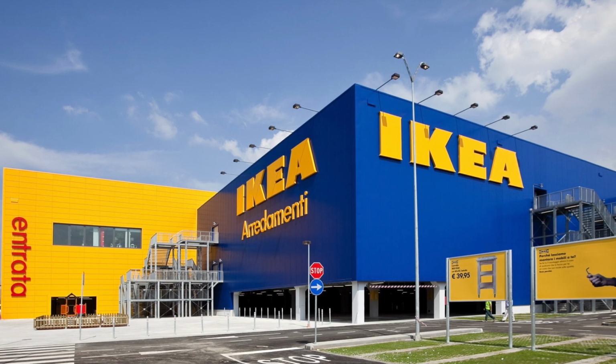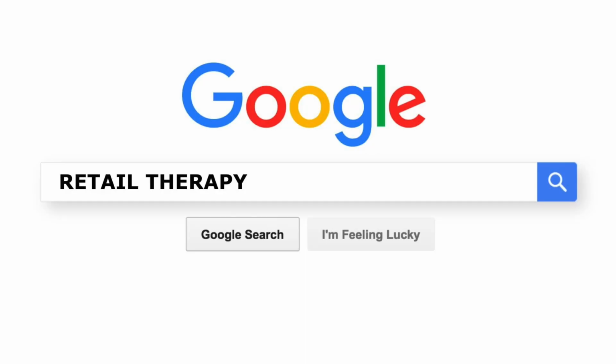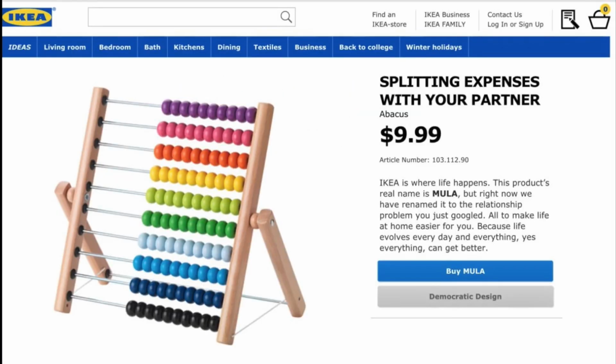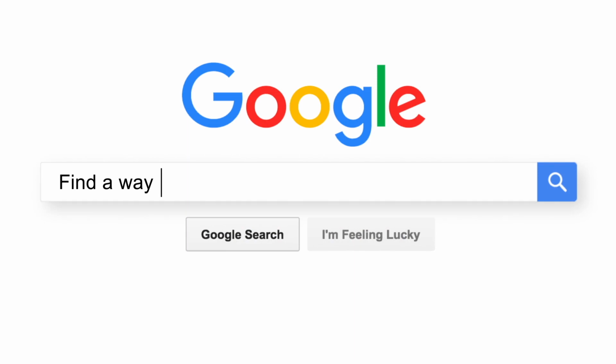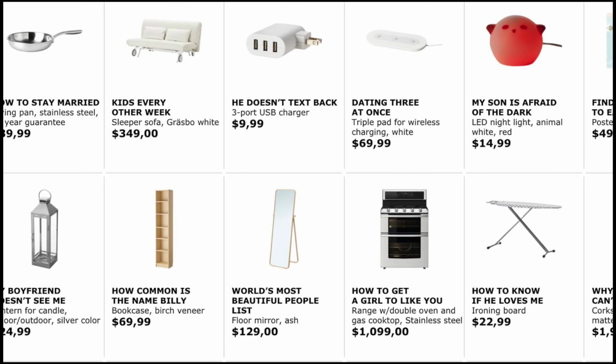In November 2016, IKEA launched a retail therapy ad campaign created by the Swedish advertising agency, which renamed IKEA's products after the commonly searched relationship problems in Sweden. This video case study looks at how search can drive product discovery by incorporating an SEO perspective in the product naming while bringing a smile on people's faces.